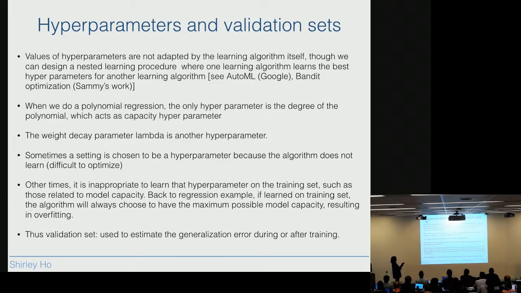So for example, in polynomial regression, the only hyperparameter is the degree of the polynomial, which acts as the capacity hyperparameter. The weight decay parameter lambda that we just talked about earlier is another hyperparameter that you will tune. Sometimes a setting is chosen to be a hyperparameter because the algorithm does not learn it; it's difficult to optimize. Other times it's inappropriate to learn that hyperparameter on a training set, especially those related to model capacity. Back to the regression example, if learning on the training set, the algorithm will always choose the maximum possible model capacity, which is the highest degree of polynomial, resulting in overfitting. So that's why we want a validation set, and that's what people do with a validation set.